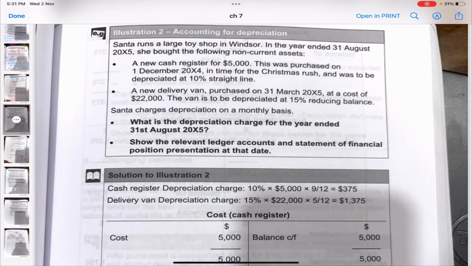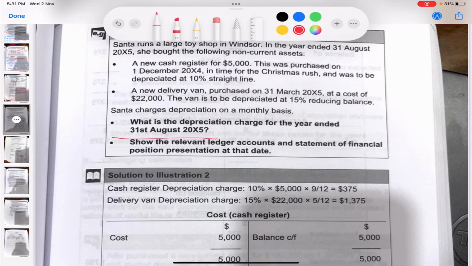Okay, so Santa runs a large toy shop in Windsor. In the year ended 31st August 2005, she bought the following non-current assets. These are the assets she bought, and Santa charges depreciation on a monthly basis. What is the depreciation charge for 2015? Show the relevant ledger accounts.